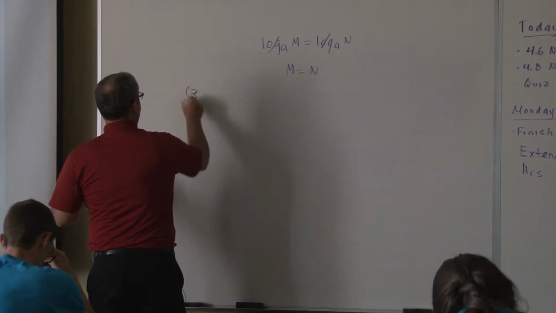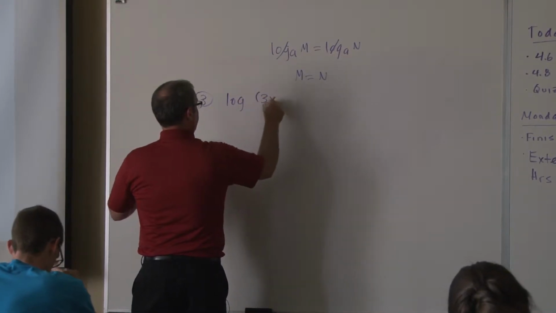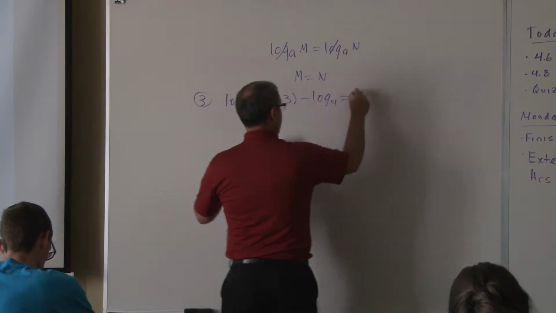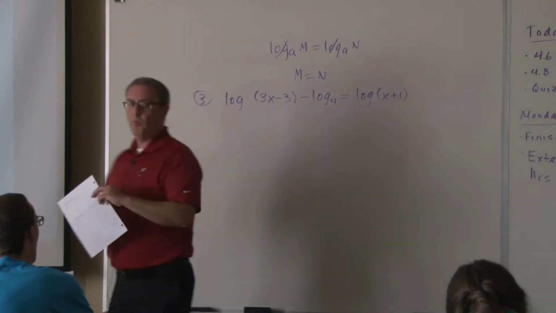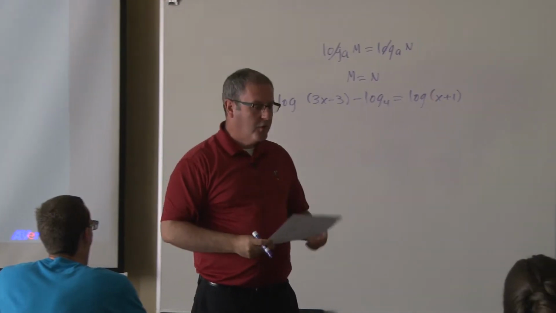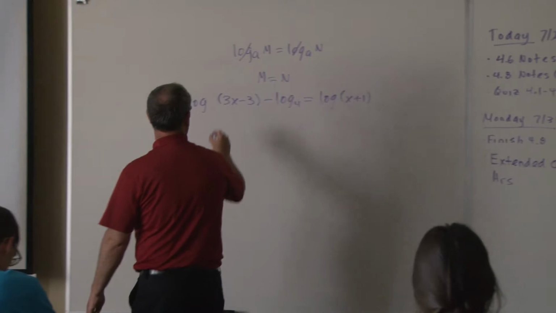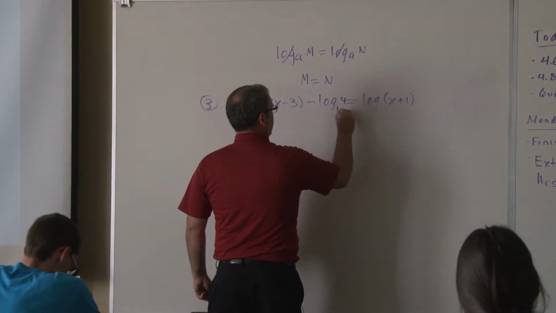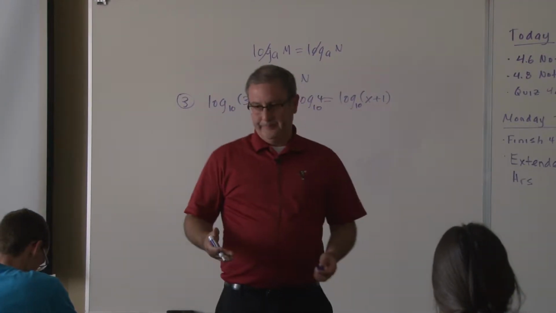And number 3 in the notes looks like the following. It says log of 3x minus 3 minus log of 4 equals log of x plus 1. Now, what's the base on something when I don't give you the base? 10, yeah, that's the common log we talked about yesterday that has a lot of applicability to all sorts of different scientific situations.